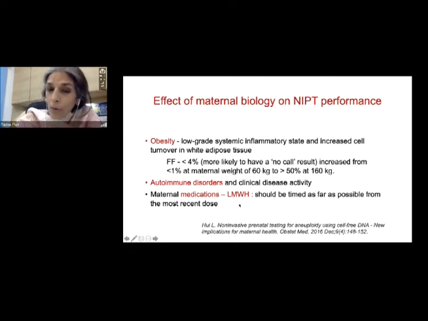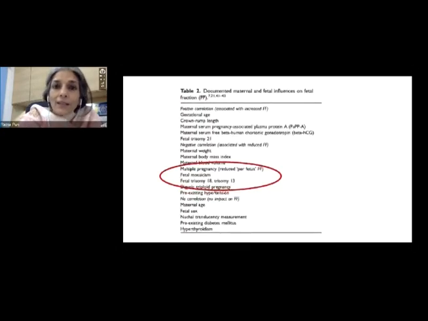Maternal medications like low molecular weight heparin, it's important to know because these medicines are used very frequently. So you should time the sample collection as far as possible from the most recent dose of the heparin. The other reasons that influence the fetal fraction are multiple pregnancies. Though the total fetal fraction is high in twins, we don't use it for pregnancies that are beyond twins, but the fetal fraction per fetus is less. So the chance of failure in multiple pregnancies is higher.